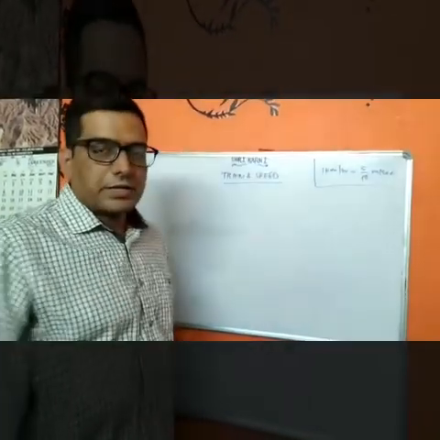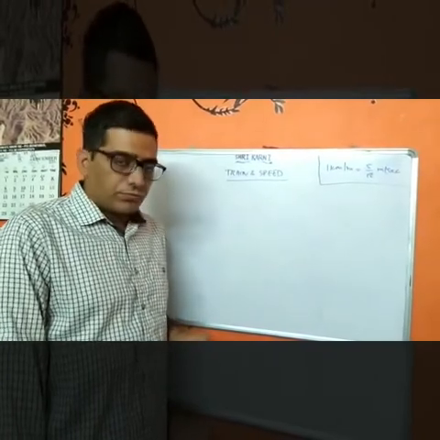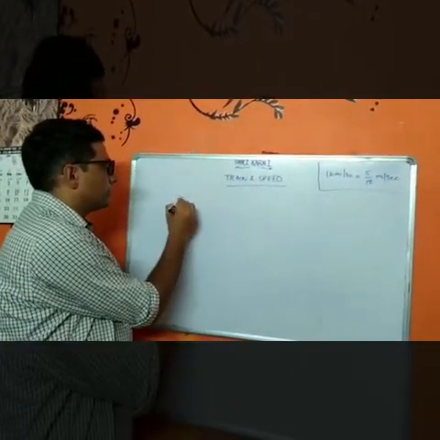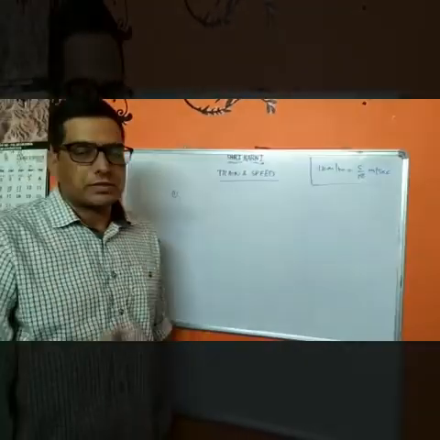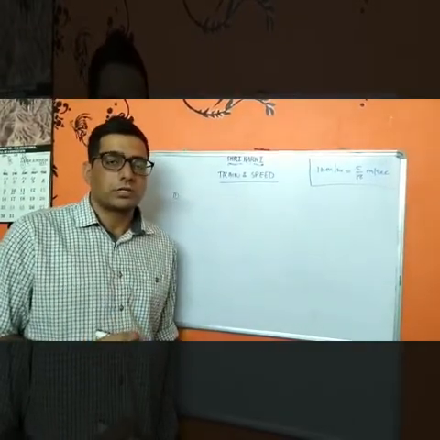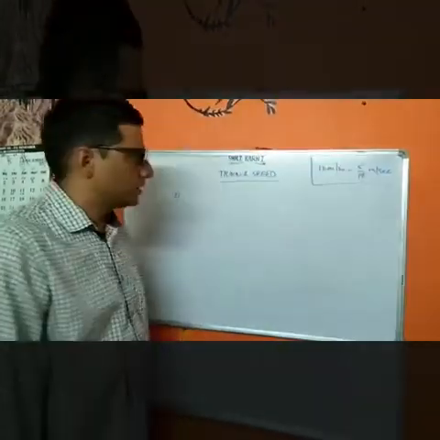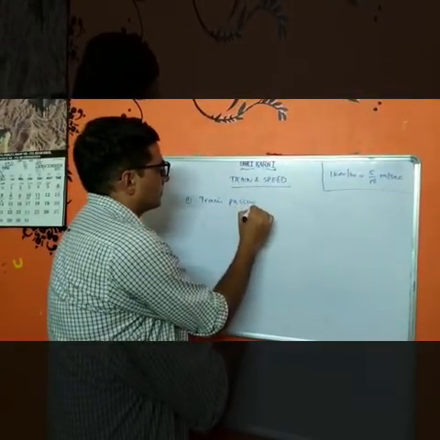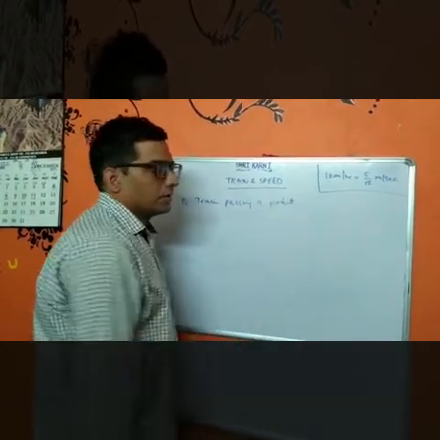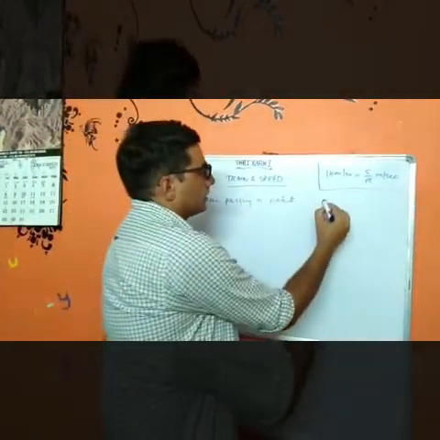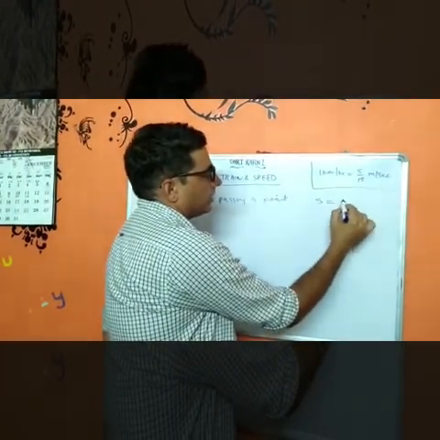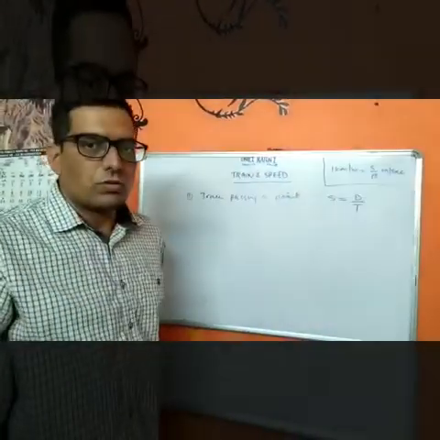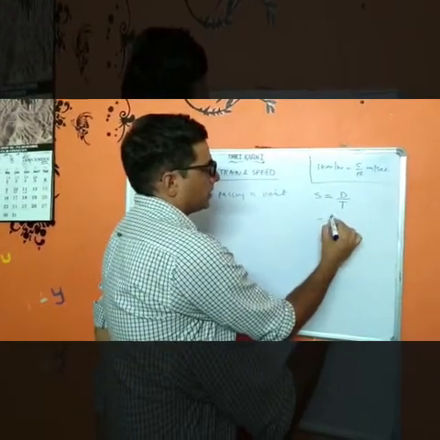Now the train and speed topic will have four types of questions. The first type will be when a train passes a stationary point, that can be a pole or a human being. In this case, the speed will be found by the distance divided by time. In this case, the distance will always be equal to the length of the train.